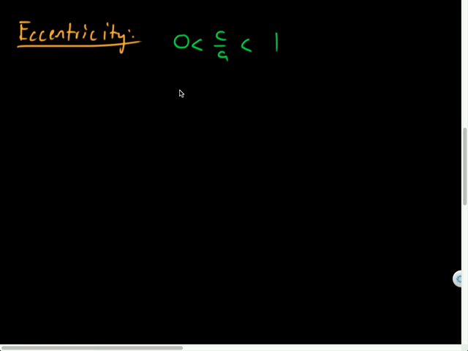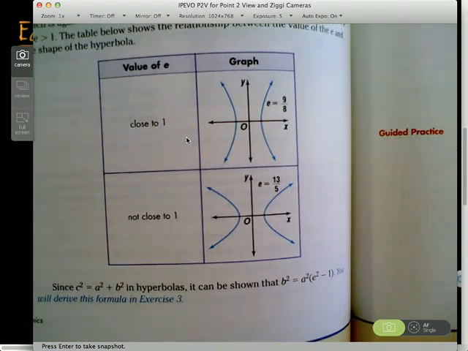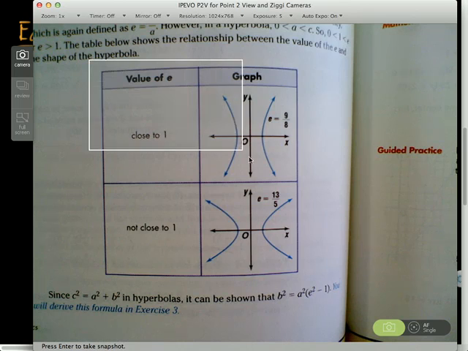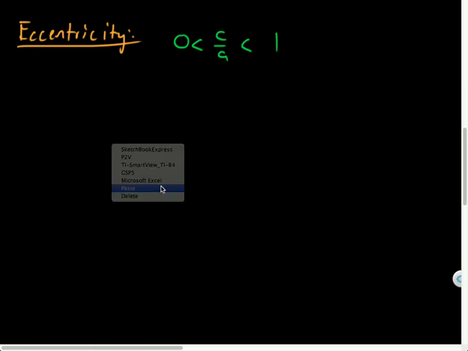Let's see, the other thing I want to talk about is eccentricity again. Fortunately, it's defined as being the same thing. It's still the ratio of C over A, and it's still between 0 and 1. Maybe I'll just show you this picture from the book real quick if it's not blurry. Oh, it isn't blurry. Hey, congratulations, book.